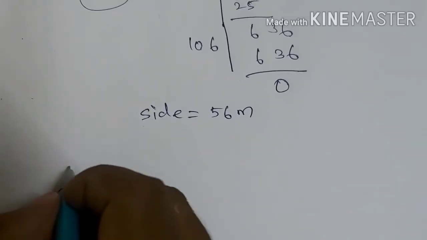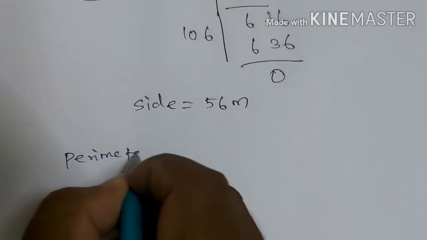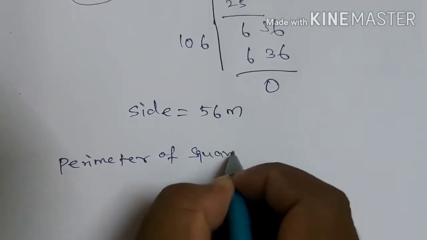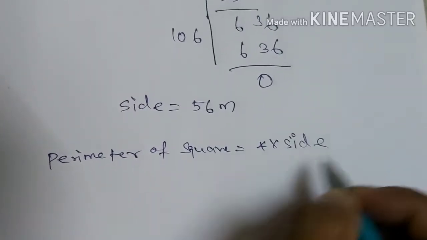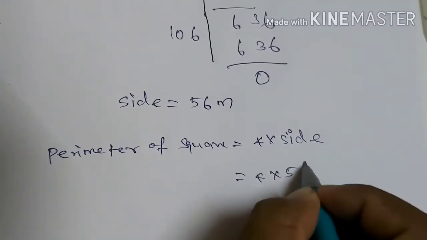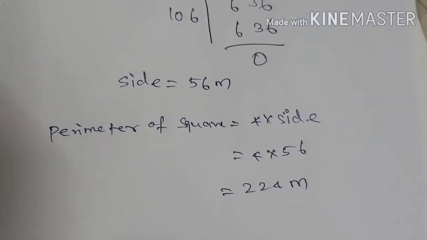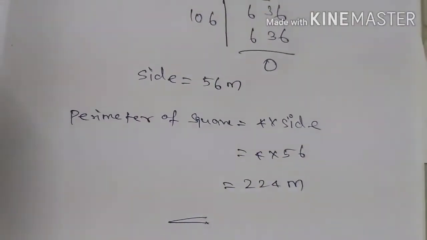So now the perimeter of the square field formula is 4 into side, 4 sides added. So 4 multiply side equals 4 multiply 56 equals 224 meter.